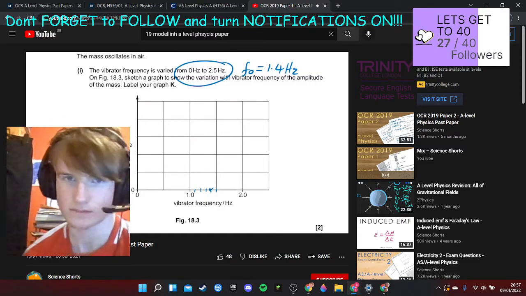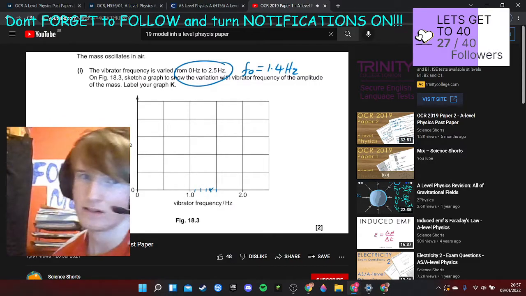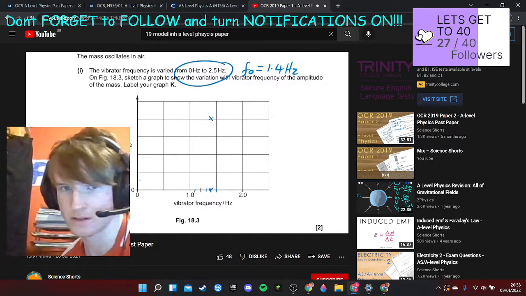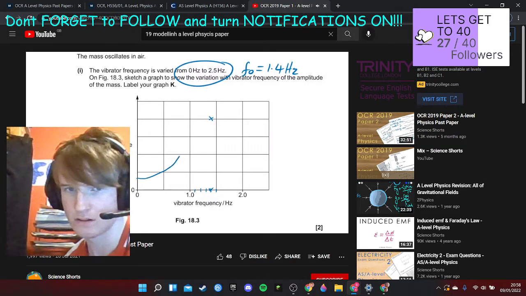So we know we're going to have a maximum amplitude. So of course we're going to have a maximum amplitude at the frequency we figured out beforehand. So let's just put it across there. It's not going to go down to 0, of course. It is going to oscillate a little bit, but we can do something like this.